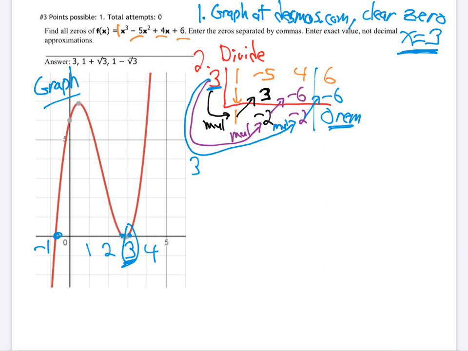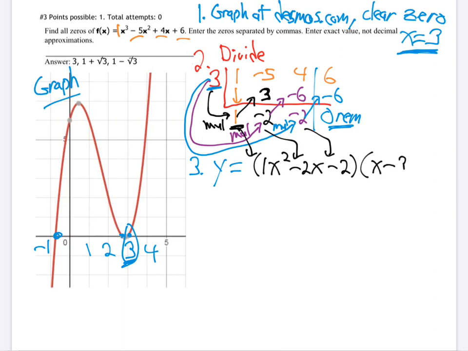Okay, so now on step 3, right now we have the function y equals, what are the coefficients that are left? 1x squared minus 2x minus 2, and x minus 3. Remember, opposite of positive 3. Whenever you put something in parentheses next to x, it's the opposite of the real number. So it's minus 3. So we have the function broken down that far, so far. And now we're going to break this part down with the quad. So here we go, quad time.